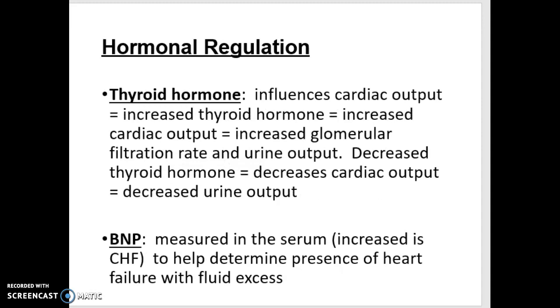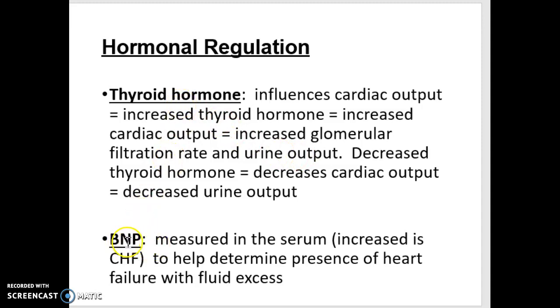Your thyroid hormone also is involved in your fluid balance, and the BNP, brain natriuretic peptide. As your thyroid hormone goes up, your cardiac output goes up. It increases your glomerular filtration rate in your kidney, and then your urine output picks up. So when you need to excrete more fluid, the release of thyroid hormone will help you do that.